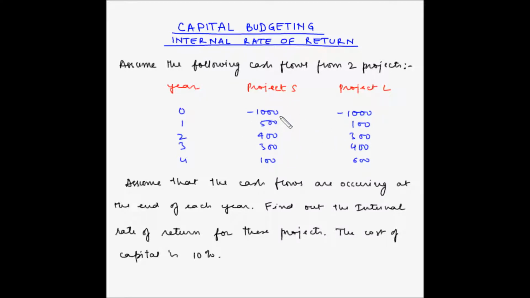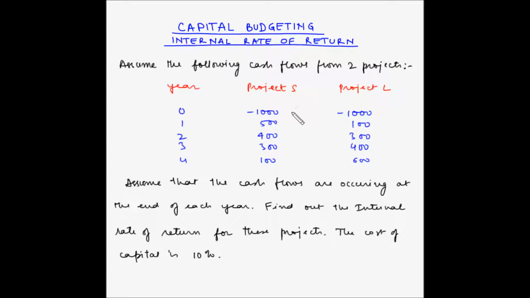These are all in rupees. So initially the outflow or the investment into the project S as well as L is 1000 rupees each, and then subsequently there are cash inflows from both the projects. Assume that the cash flows are occurring at the end of each year. Find out the internal rate of return for these projects. The cost of capital is 10%.